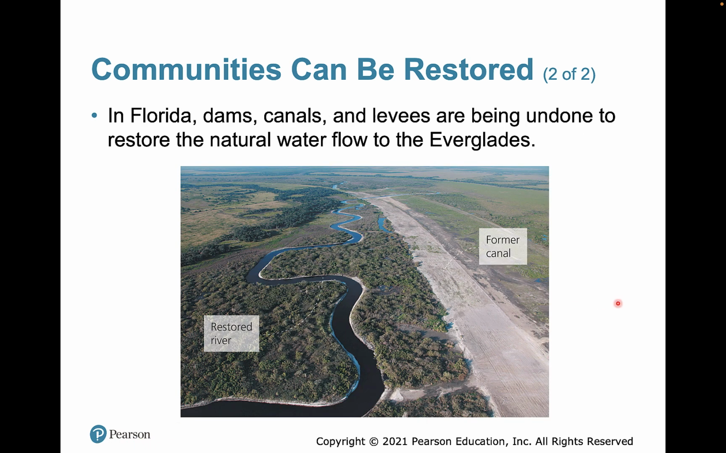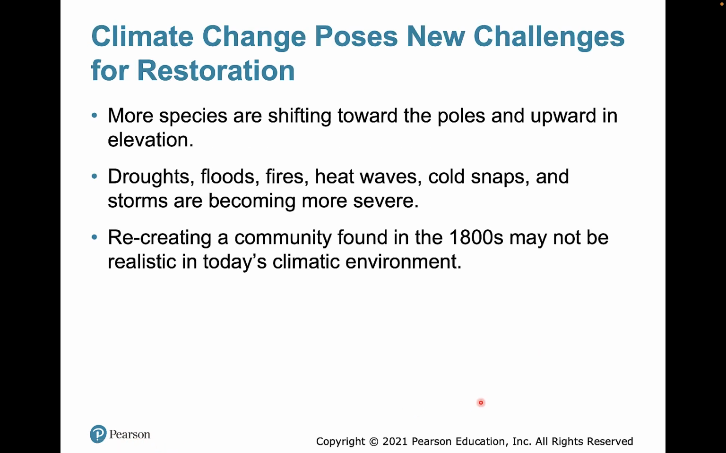So here's an example. We dug a lot of canals to divert water flow in Florida, but now we're kind of seeing that that's impacting the Everglades, which is a giant freshwater swamp in central and southern Florida. So we've filled the canals and allowed the river to go back to its normal way. That's an example of restoration ecology at work.